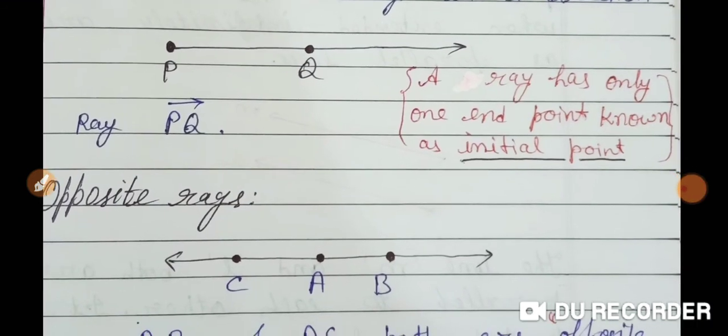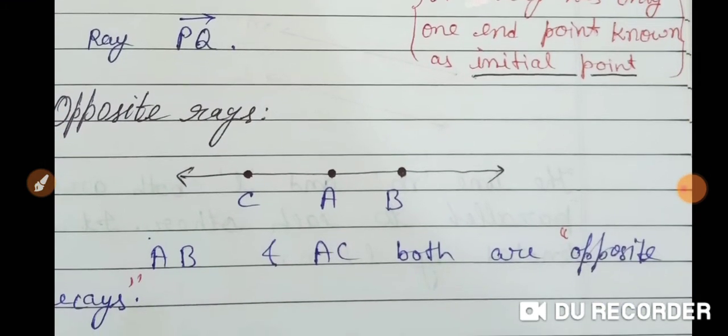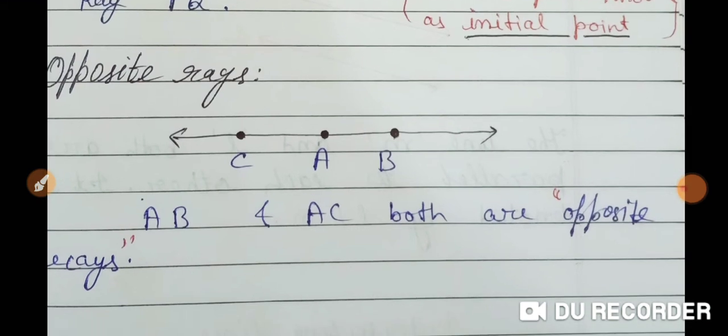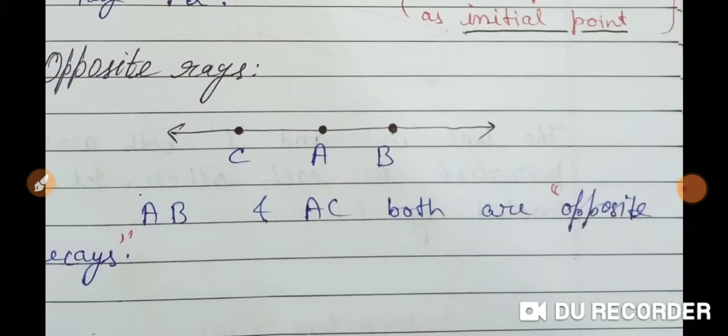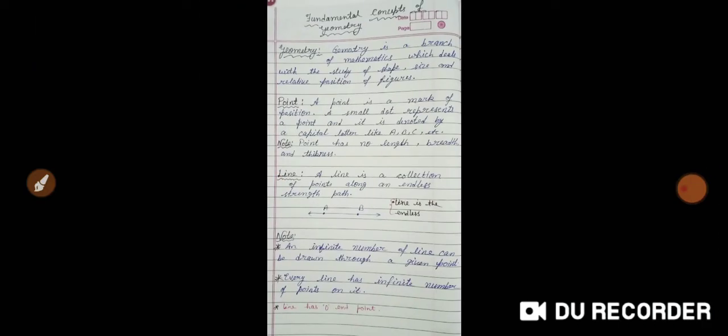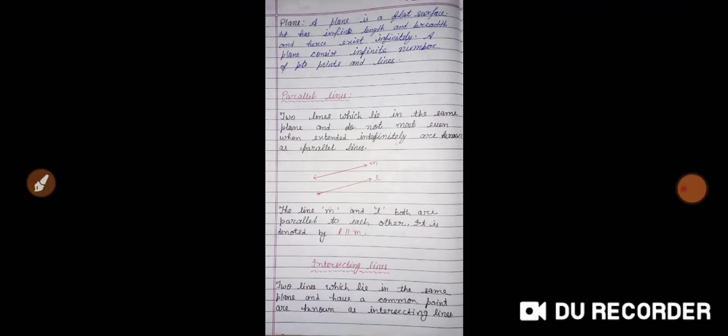Now opposite ray, here AC and AB both are the opposite ray. Means for ray AC, A is the endpoint. For ray AB, A is the endpoint. So AB and AC both are the opposite rays. Okay students. Now same thing here. 2 times I have given picture for you. Now plane.